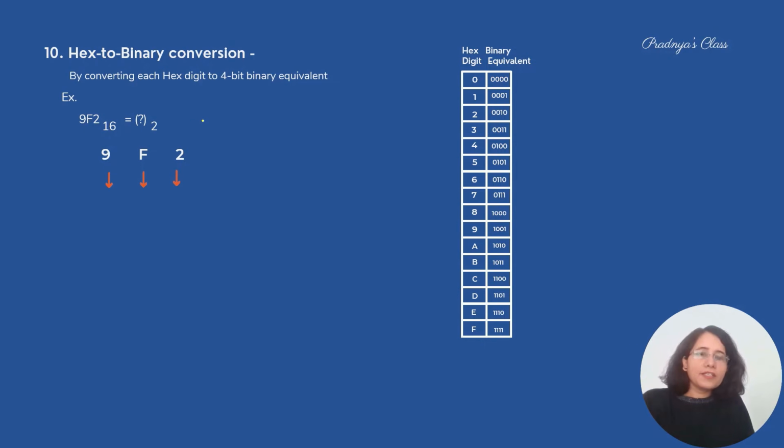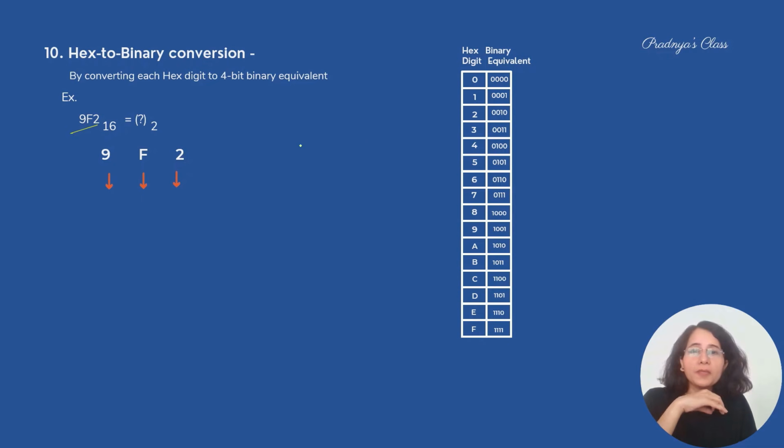Okay, now the last conversion is just the reverse of the previous one. There we were converting binary to hexadecimal. Here we have to convert from hexadecimal to binary. So that is also a direct conversion. Let's take one example here. This is a hexadecimal number and we have to convert it to binary.